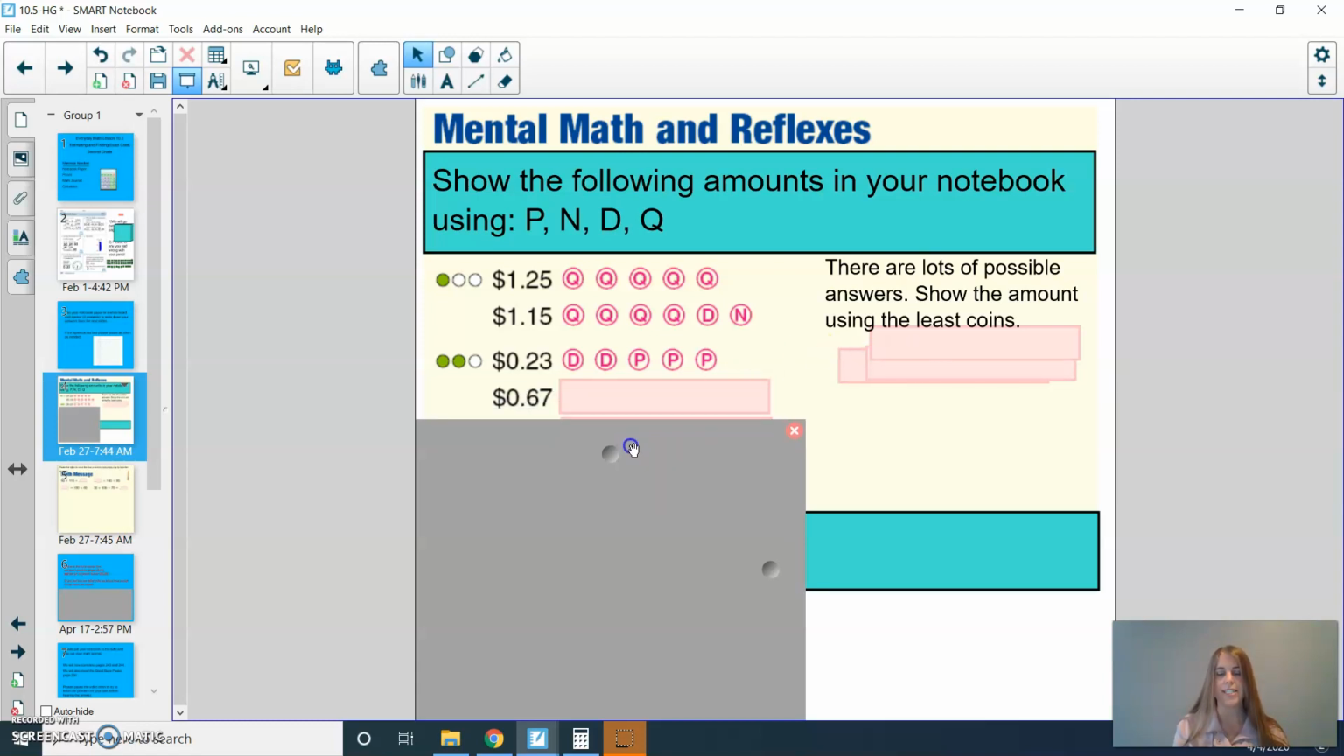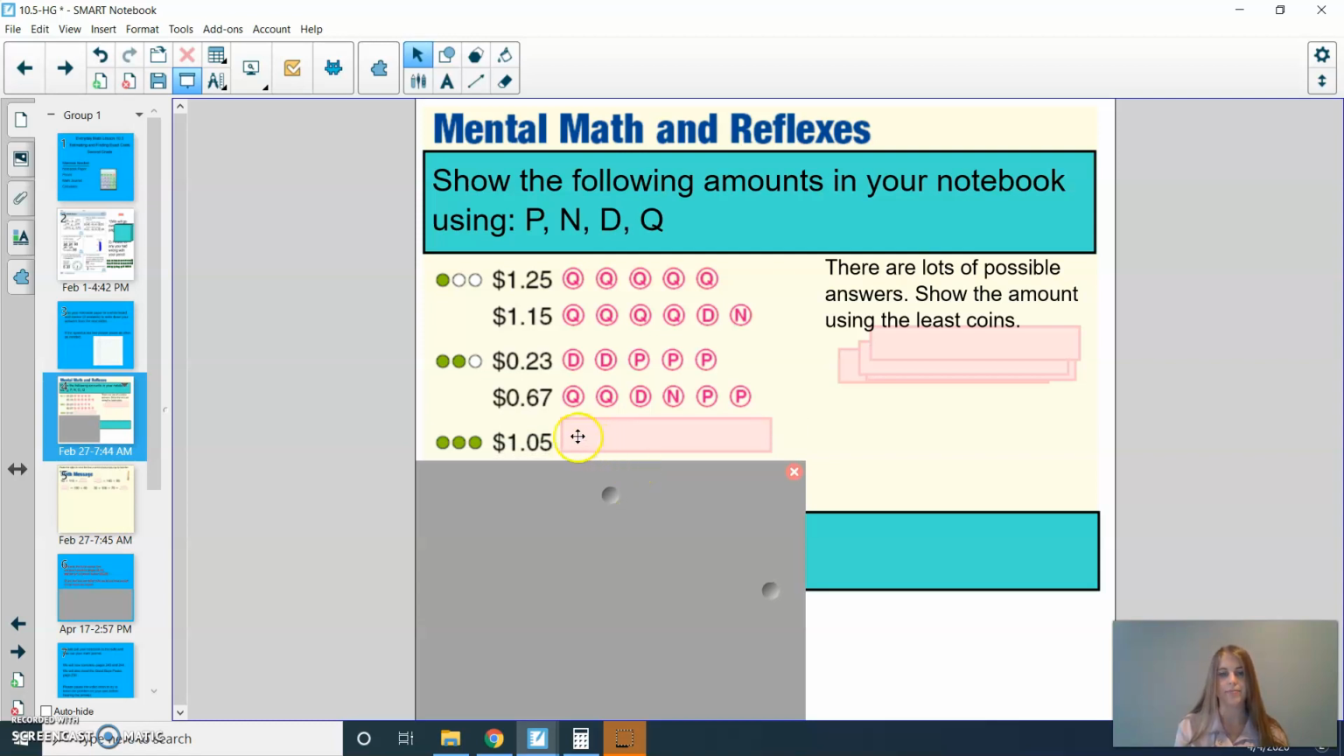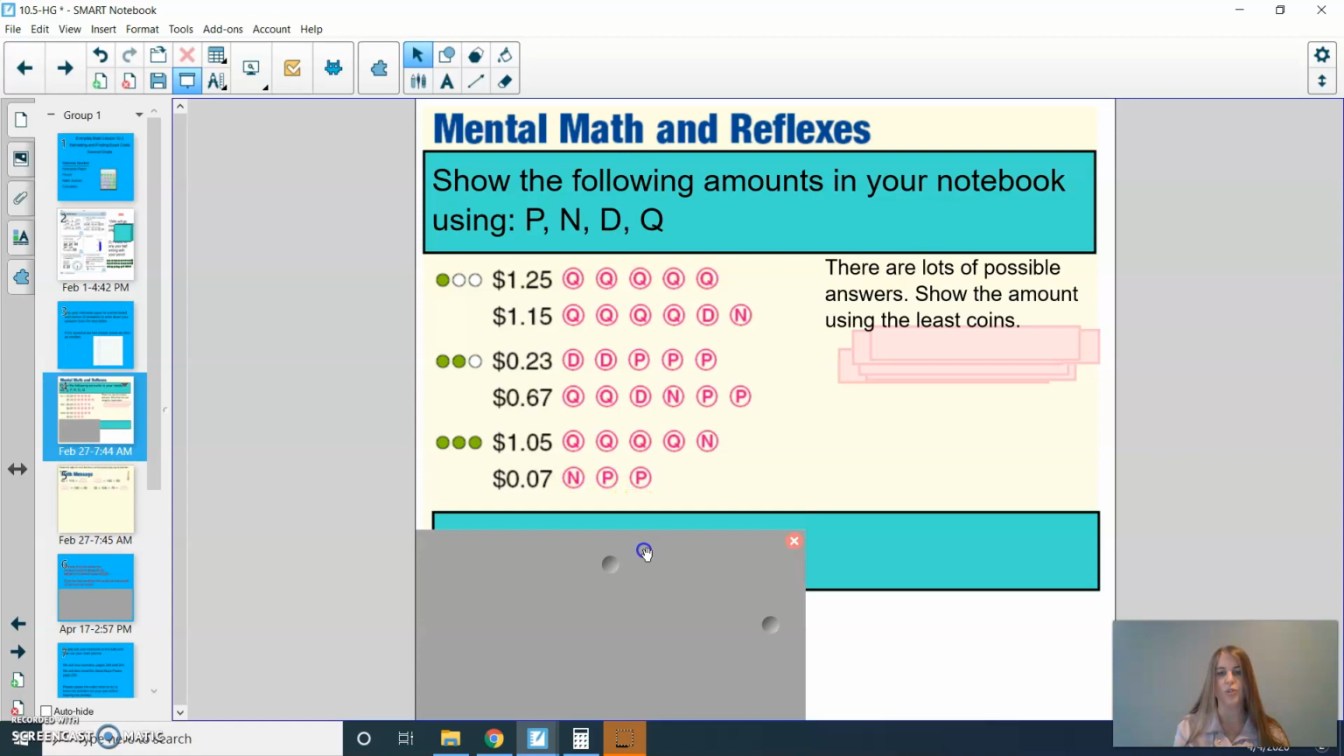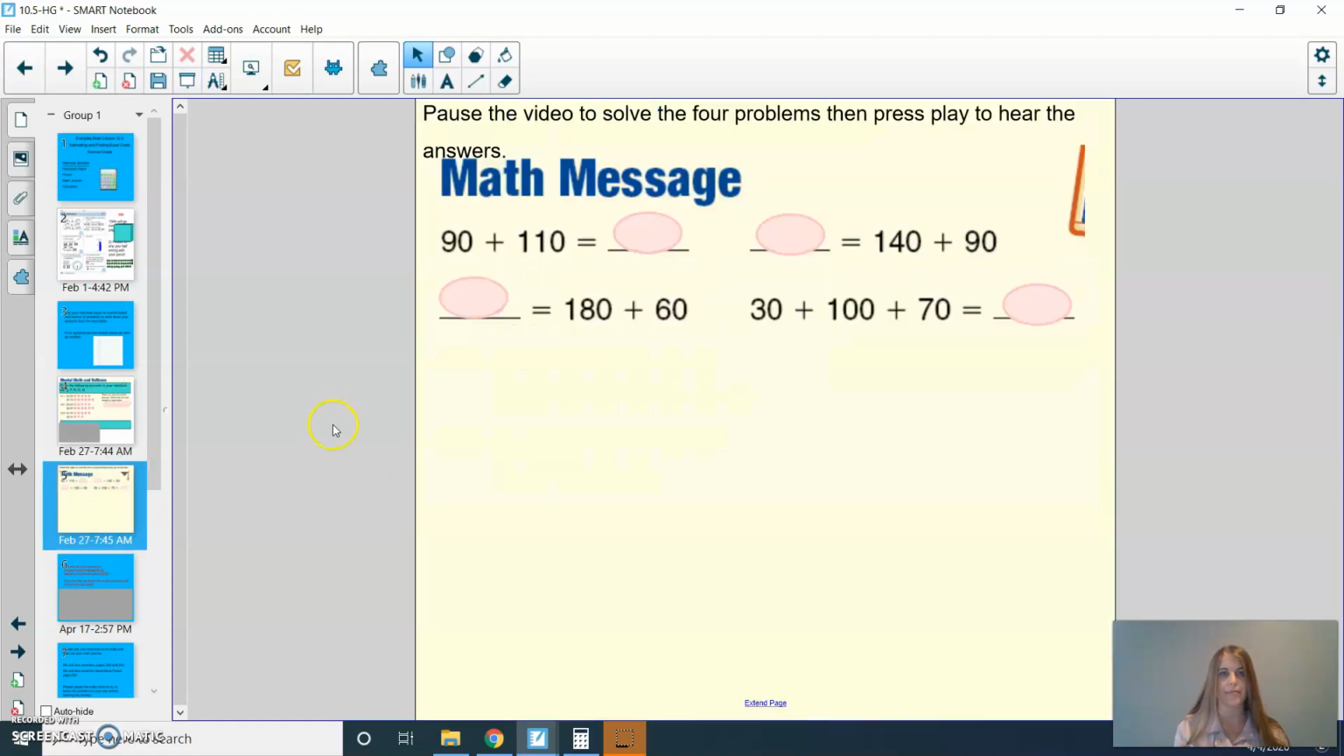How would you show 67 cents? I could show that with using 2 quarters to get me to 50, a dime to get me to 60, a nickel to get me to 65, and then 2 pennies. How would you show $1.05? I could show that with 4 quarters plus 1 nickel. How would you show 7 cents? I could show that with 1 nickel and 2 pennies.